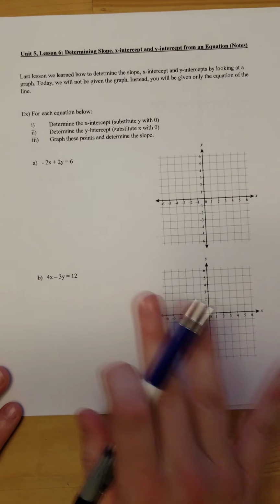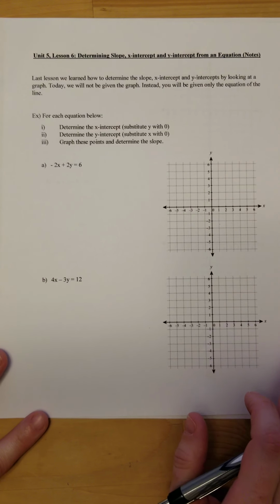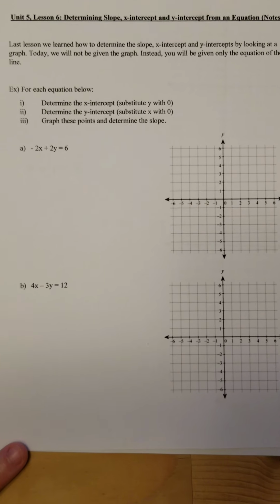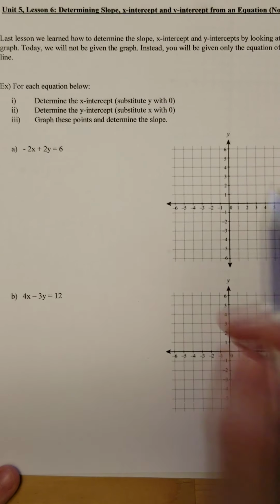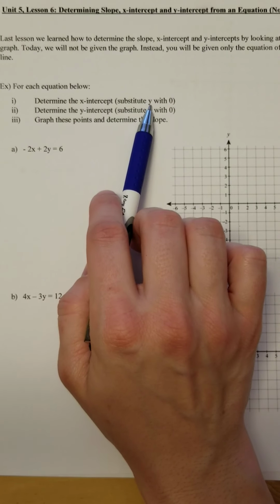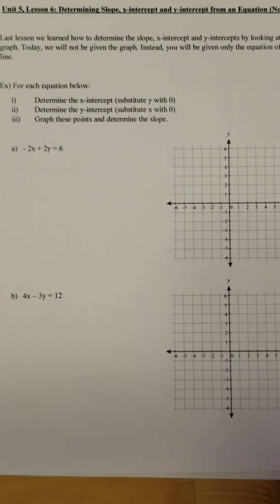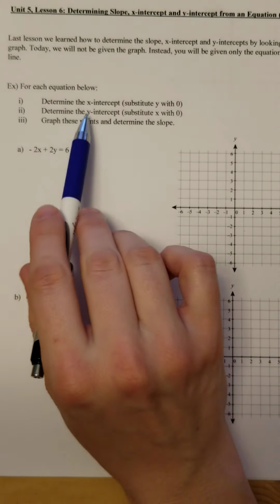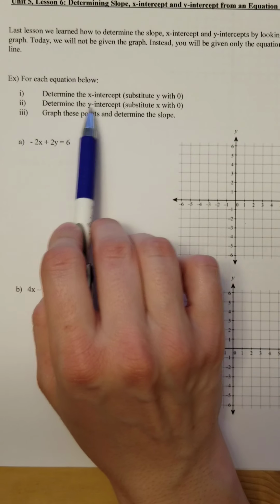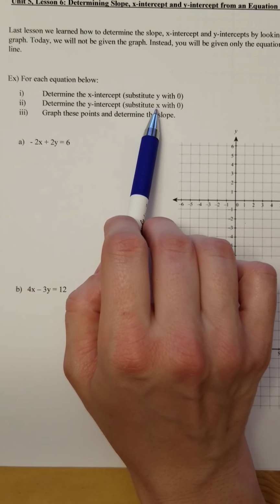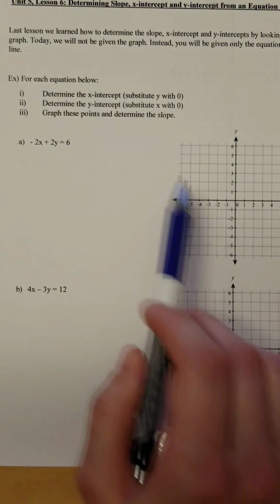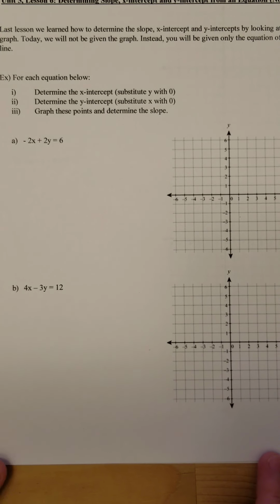And you can see in the instructions here, it says for each equation below, determine the x-intercept and the y-intercept. And in brackets, I said to find the x-intercept, substitute y with 0. We talked about that in the last lesson. When we find the x-intercept, we know at that point that y is 0. When we find the y-intercept, we know at that point that x is 0. We're going to find those 2 points, draw them, and then we can determine the slope from there.